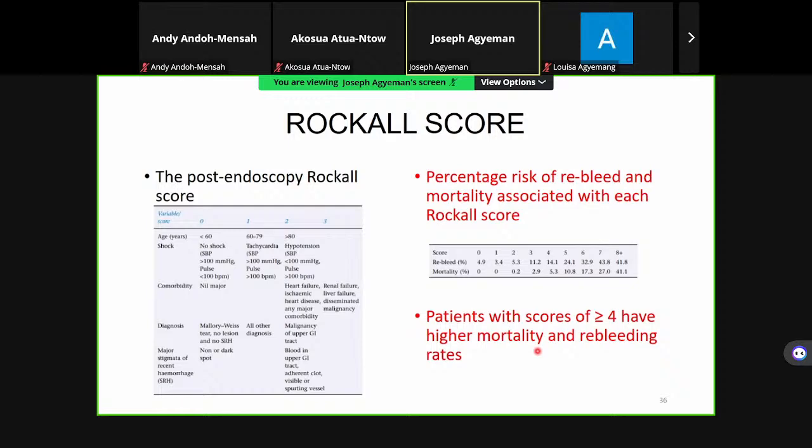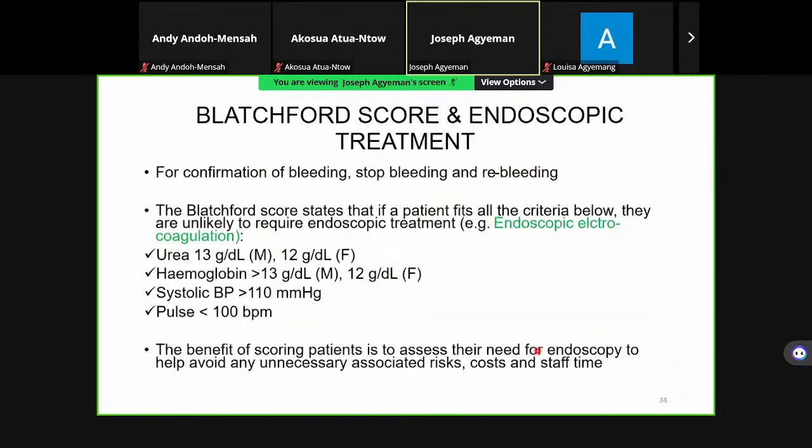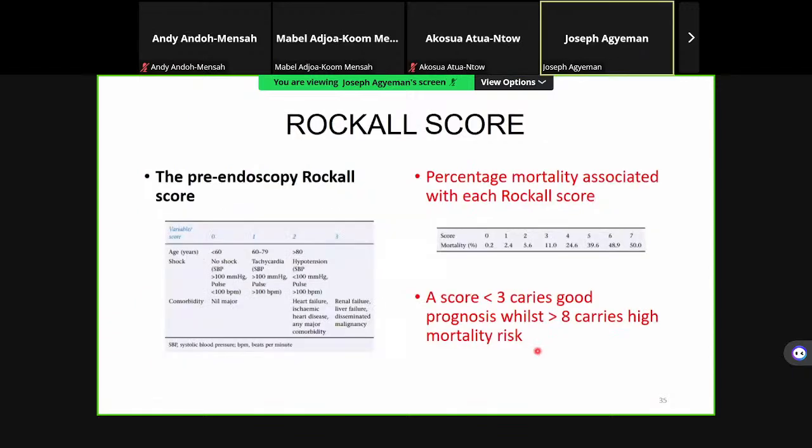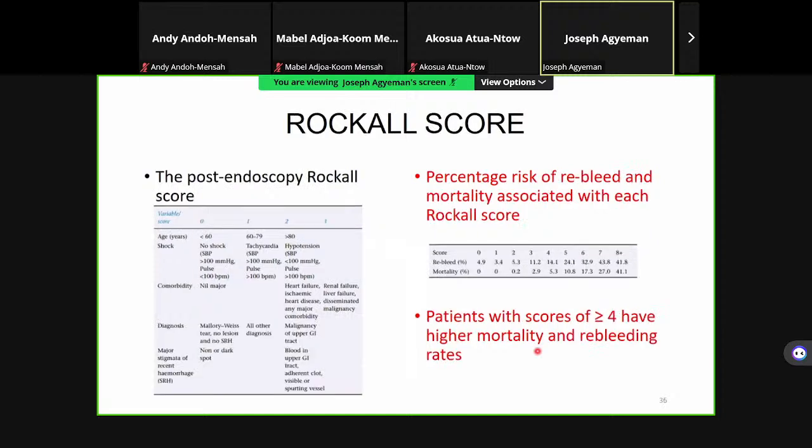So you have the Blatchford score that tells us whether we need to go in there or not. Then if you have to go in, then you score. So the baseline score shows the person's mortality risk before the endoscopic intervention. And after you have given the intervention, you do the post-endoscopic Rockall score to know the way forward. Even after the intervention, is the person going to be okay? Is the person still going to die anyway? That means your treatment couldn't help the person in any way. It was a bad case, bad prognosis. Then you will know. Any question?